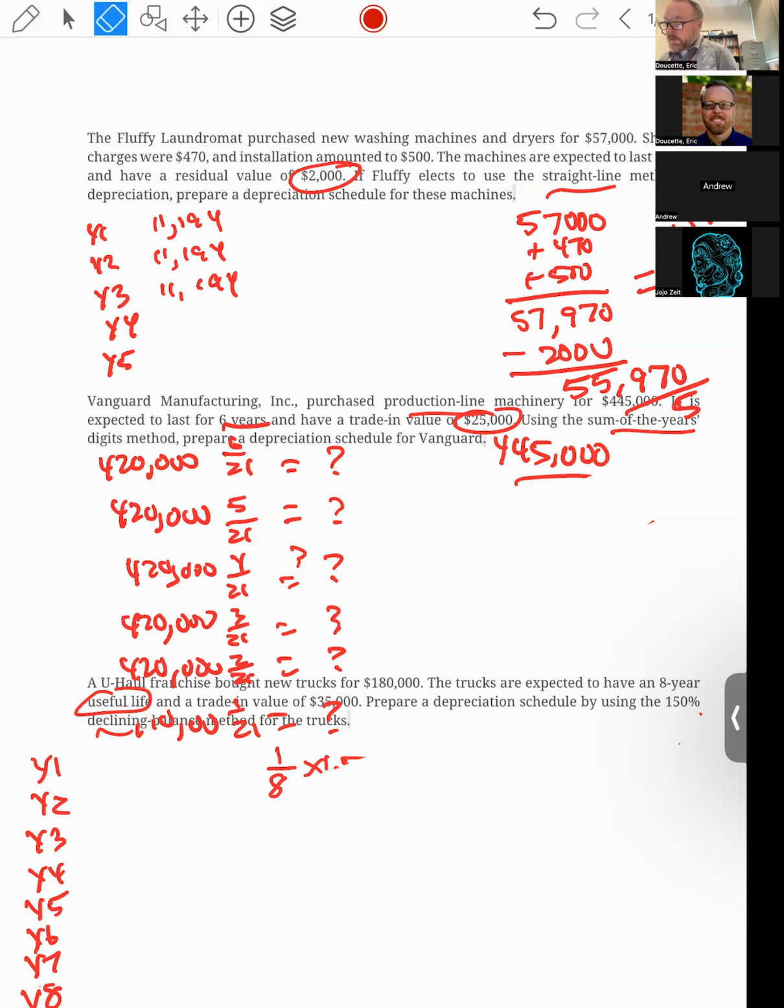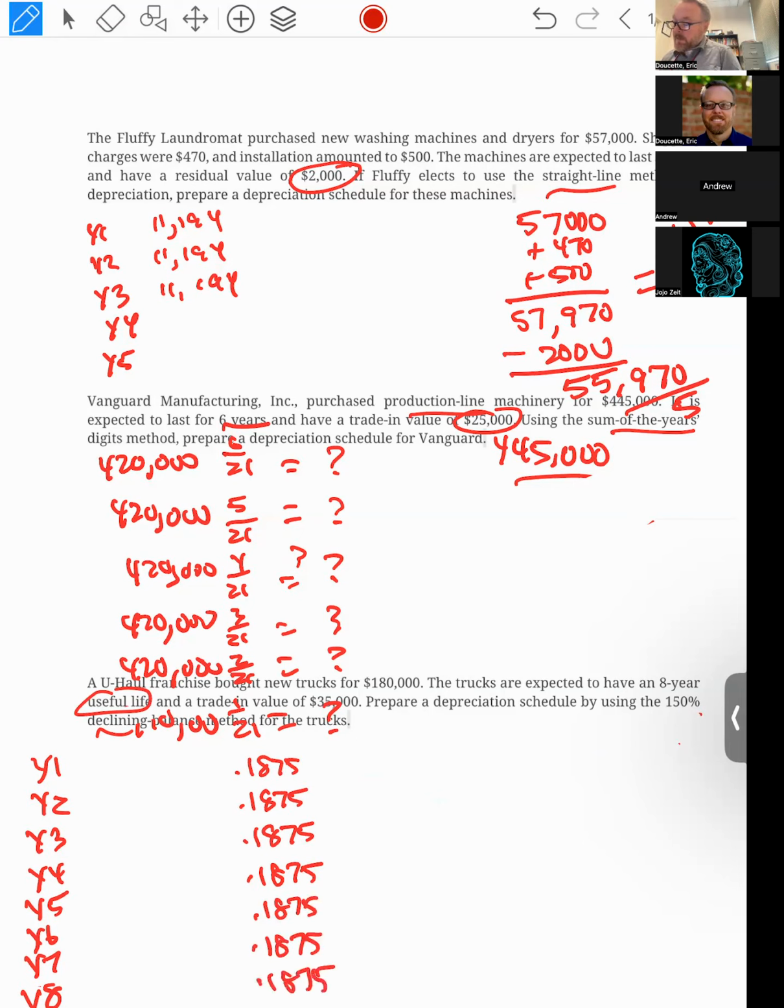So we figured out that 0.1875. Let's write that in. 0.1875, 0.1875. It's going to be the same for each one. And then we had 180,000. So the first one's going to be 180,000. Whatever that comes out to, that's your depreciation for year 1.